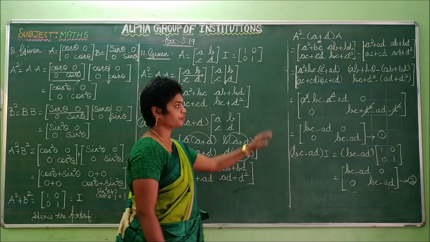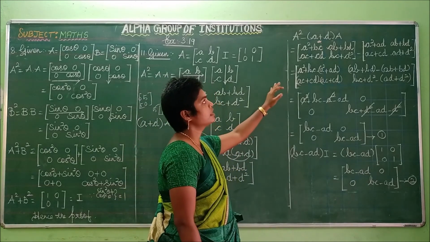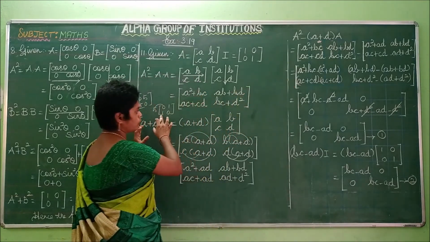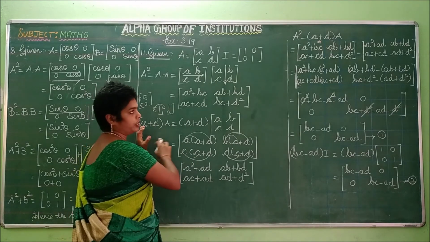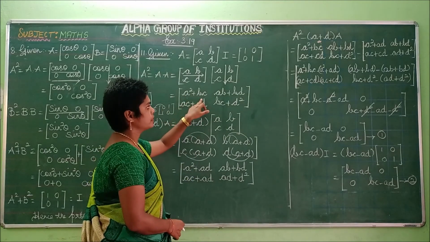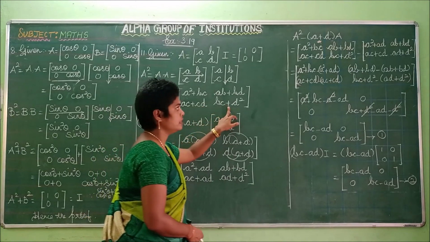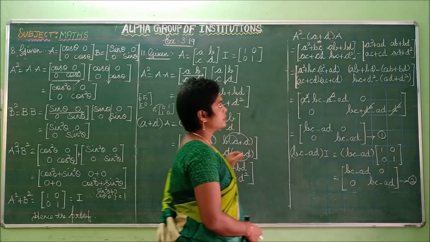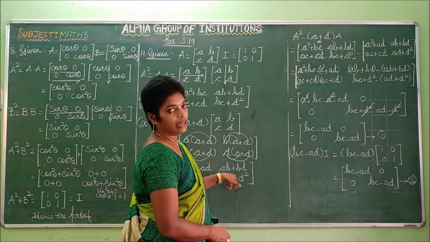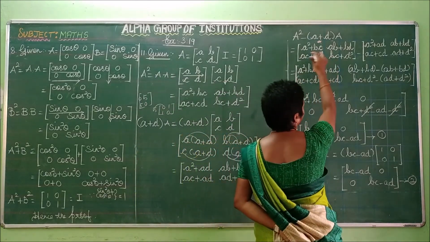Now you have to substitute here. Our LHS is equal to a squared minus (a plus d) into a. You have simply found a squared and (a plus d) into a, so substitute the values. Our a squared is [a squared plus bc, ab plus bd; ac plus cd, bc plus d squared]. Then minus (a plus d) into a, which is [a squared plus ad, ab plus bd; ac plus cd, ad plus d squared].